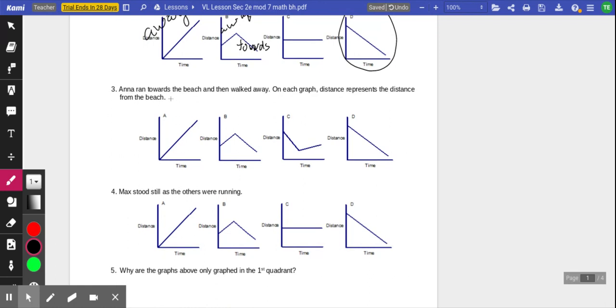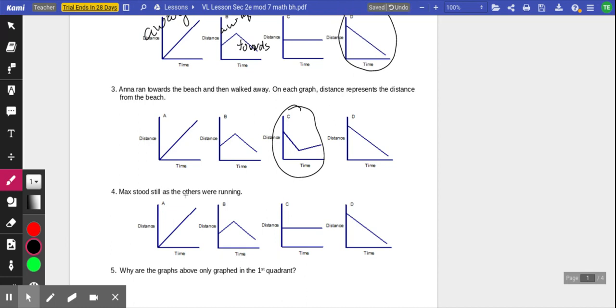Anna ran towards the beach and then walked away. So here we're going to be changing slopes. We need 2 different directions. On the graph, the distance represents the distance from the beach. So when she's running towards the beach, she's getting closer. So we need to start out negative. And then when we walk away, we're getting farther away. So we have to start negative and then go positive. So C.